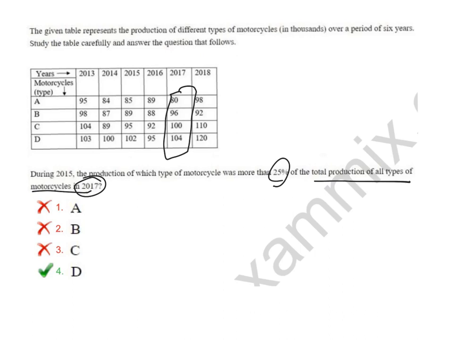But before that, if you observe 2015, the productions are 85, 89, 95 and 102. If any is greater, it must be 102, because if 95 is greater than 25% of all types in 2017, then 102 will also be greater. So he is simply asking which type's production is maximum in 2015. Without calculating, you can say 102 is maximum. If you understand the question, within seconds you can answer this.